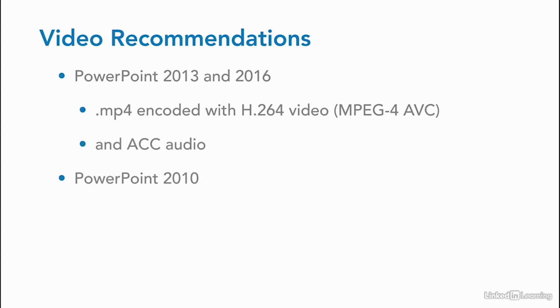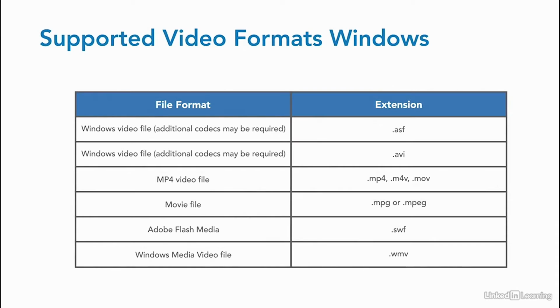If you happen to be using an older version of PowerPoint, such as PowerPoint 2010, Microsoft recommends using the Windows Media Video format, or WMV. If you're still having hiccups, you'll need to ensure that you're using a supported video format. PowerPoint will support Windows video files, both using the extension ASF and AVI. But please note that additional codecs may be required. PowerPoint will also support MP4 video files, movie files, Adobe Flash Media, and the Windows Media Video file as well.